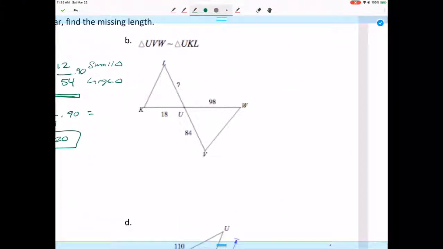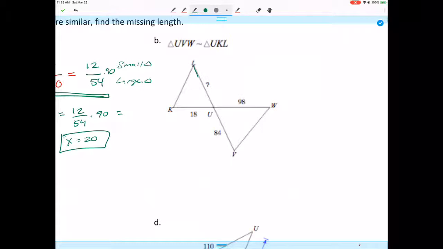All right, here's another one. Looking for this question mark, so I'm going to put an X here for that. We need to find the corresponding side. The X, or the question mark, is UL. And so we're going to want to find the corresponding part, which would be UW, which is this side. So we'll divide that by 98. And then we'll just need to find one other pair of similar sides.